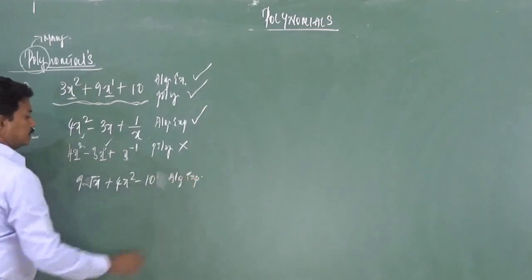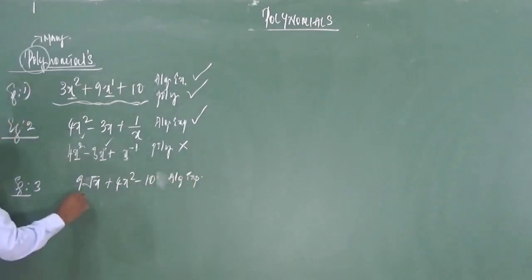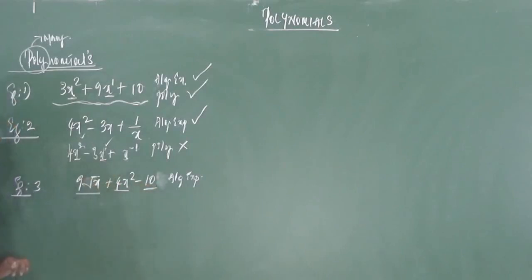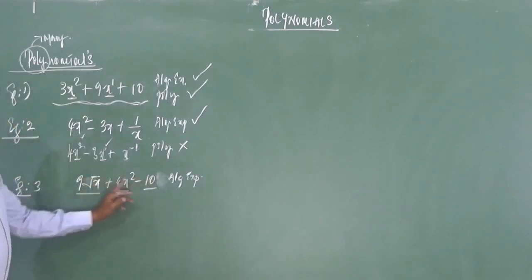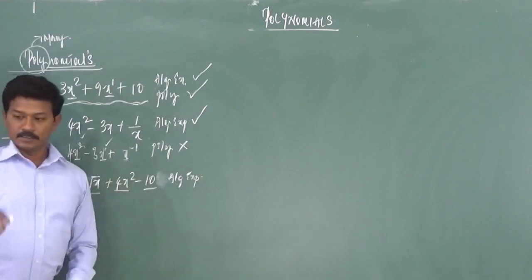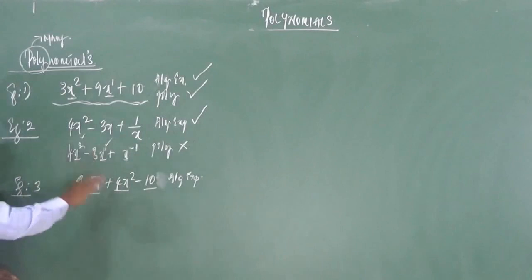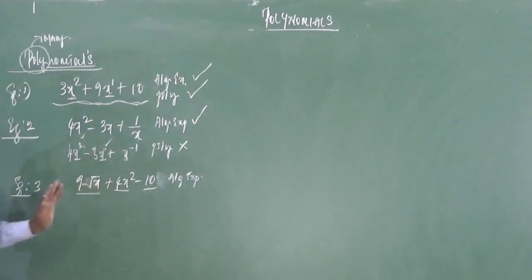We have to check this. Yes, it is an algebraic expression. 9 root x is a term, 4x square is a term, minus 10 is a term. They are connected by plus sign, minus sign. Therefore, we can call it an algebraic expression. Now, let us check whether it is a polynomial or not.